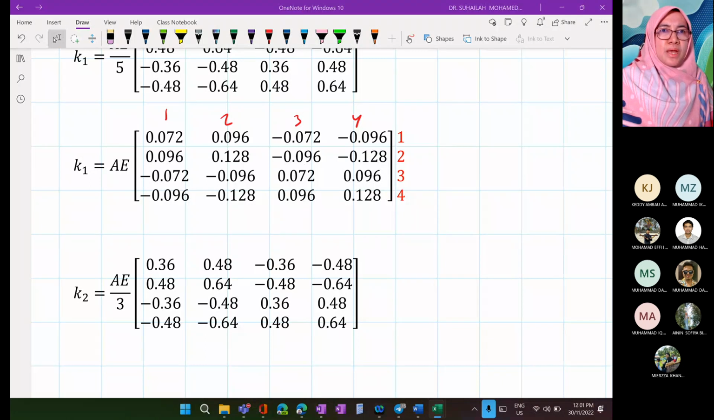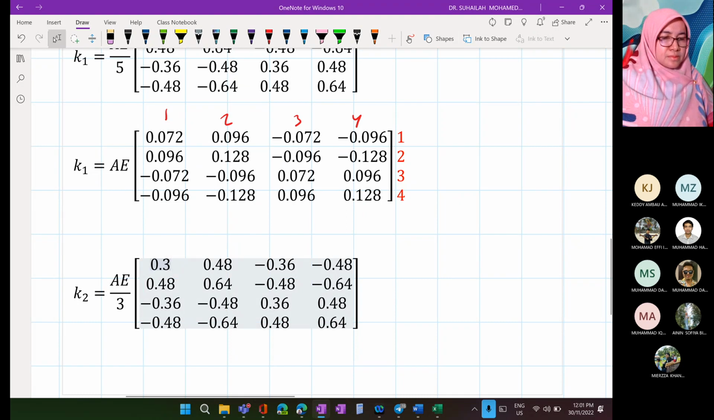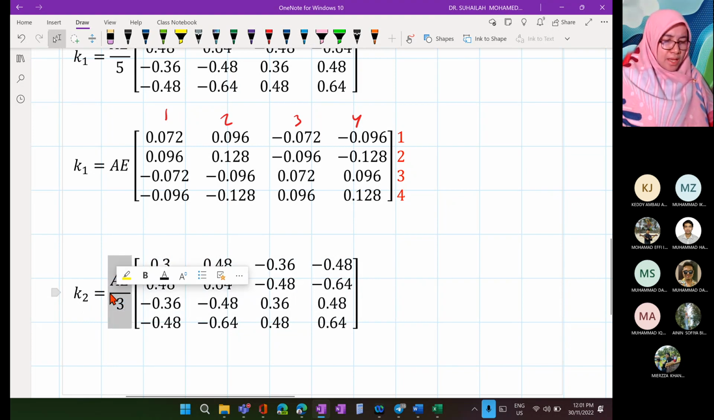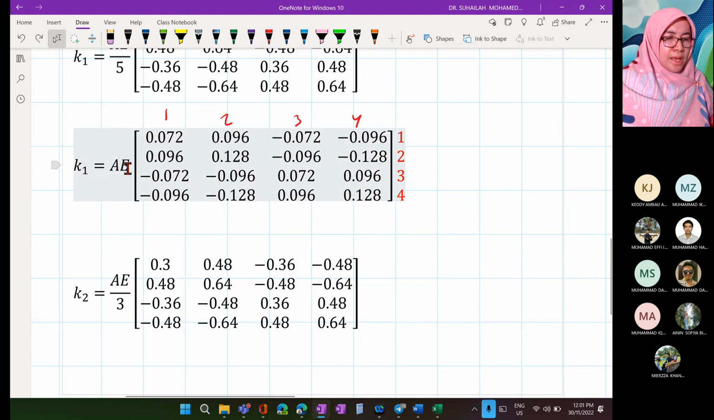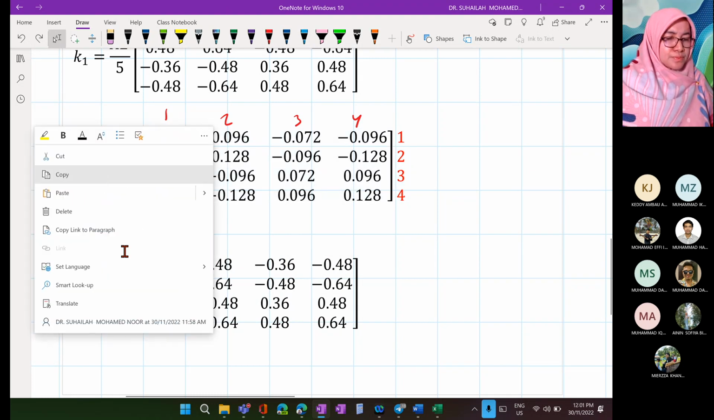Okay, we have AE, L is 3 meter, CX is 1, CY is 0. So we get like this. Okay, I make it shorten. So this is AE. So please use the same method like we have done for K1 to determine K2.